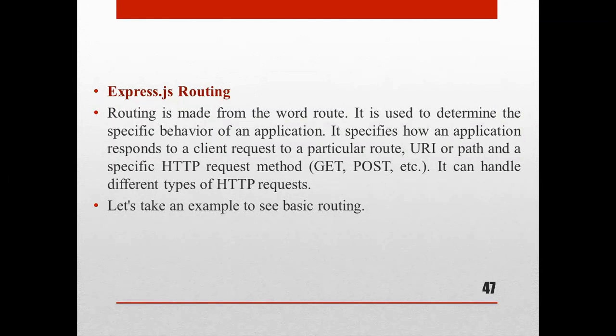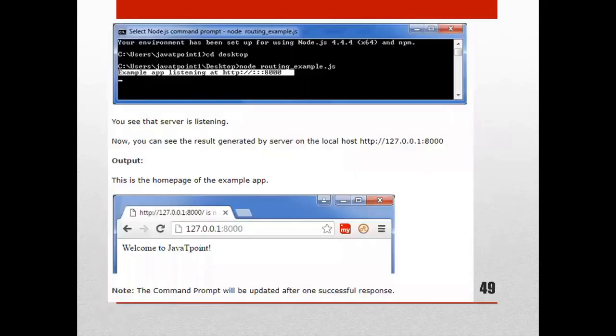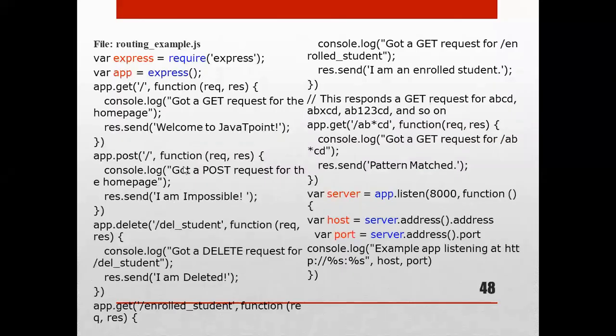So we are going to see one example for the basic routing. Here you can see the example for routing. We have to import the express module here using the require function, then initialize express. Then we are going to use app.get with the function request, response. Here console.log, we are going to print a message like "Got a GET request for the homepage". First we are printing the message.